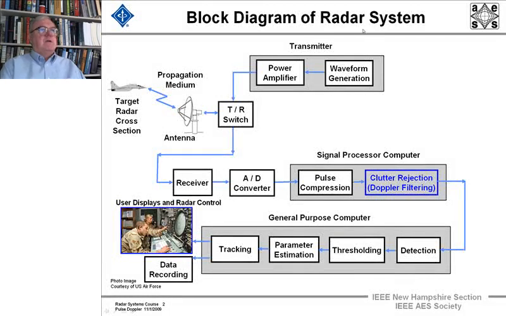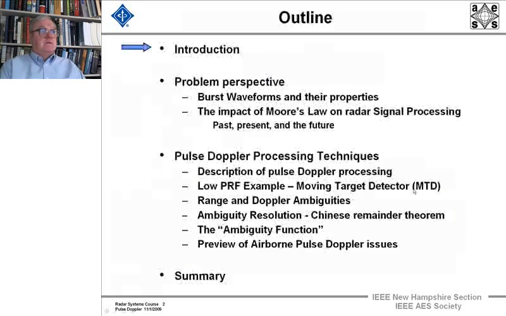Here we have the block diagram of the radar system, which we've been going through a piece at a time. And now we're going to look at clutter rejection using Doppler filtering. The filtering that we were using before was a high-pass filtering system known as MTI filtering. And Doppler filtering is going to be with a set of passband filters. We'll be going over that in detail now. First, there'll be an introduction. Then we're going to look at the problem perspective. Burst waveforms and their properties.